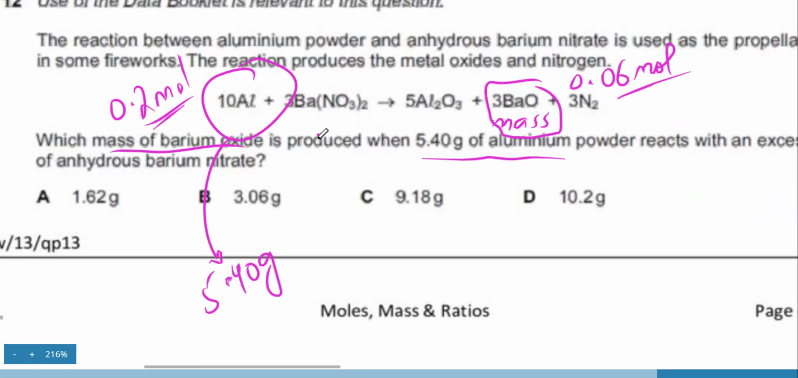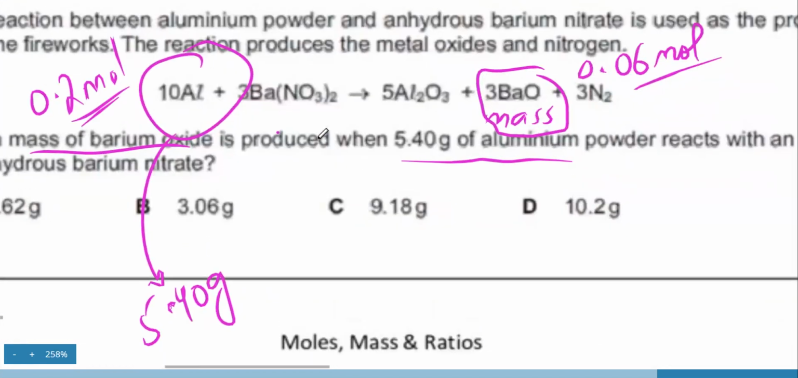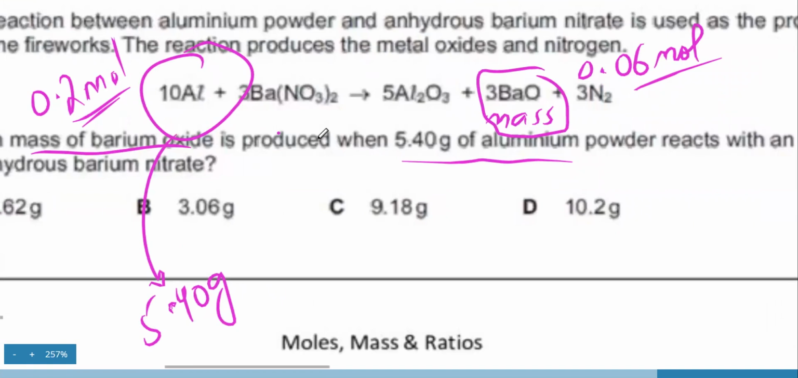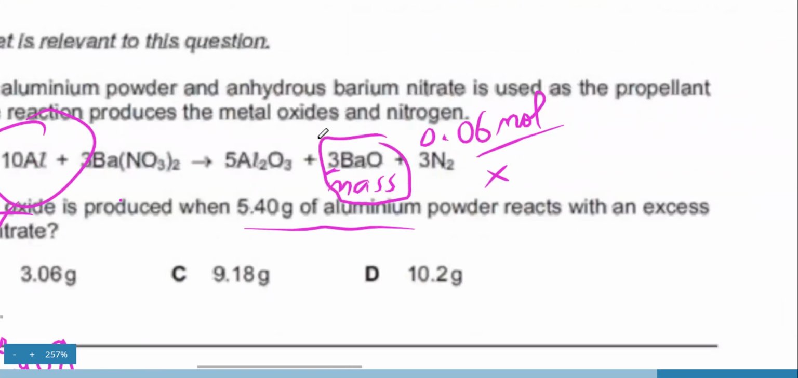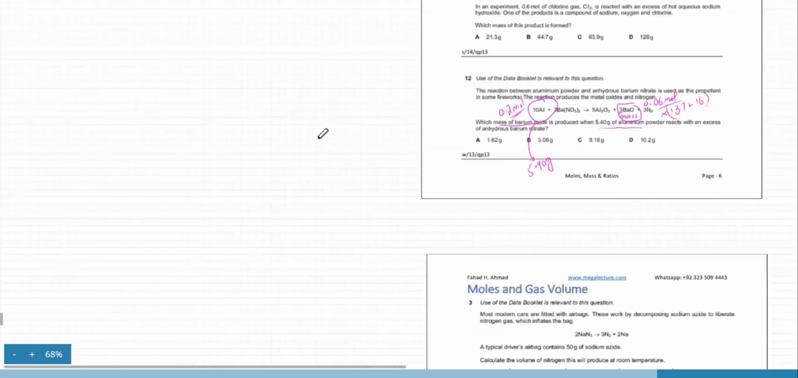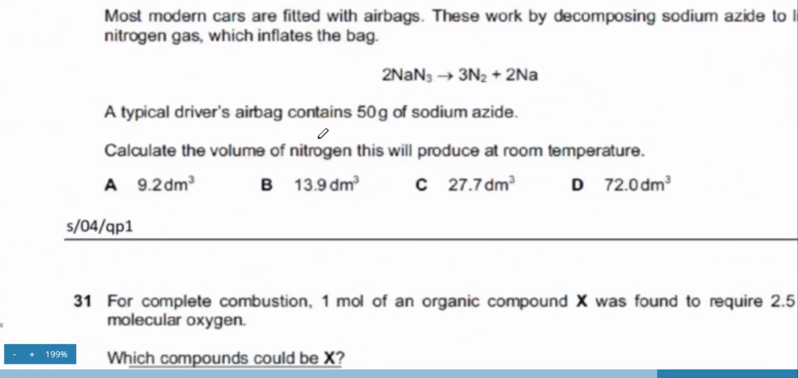I got 9.18. Okay, when you calculate the MR, make sure you don't use this 3. It's 137 plus 16, right? Yeah. Okay, that's it. So now more on gases.